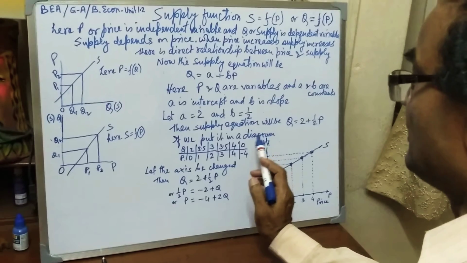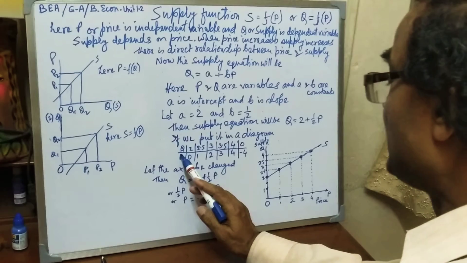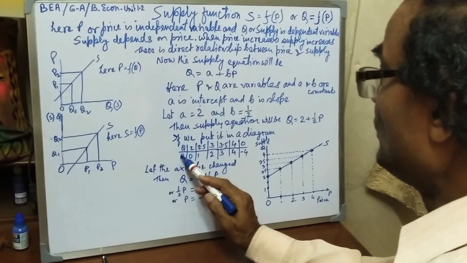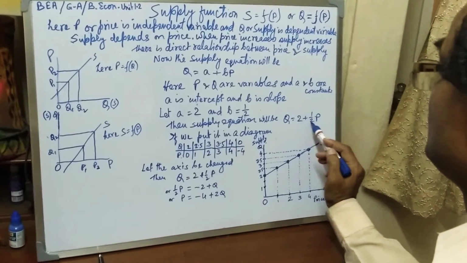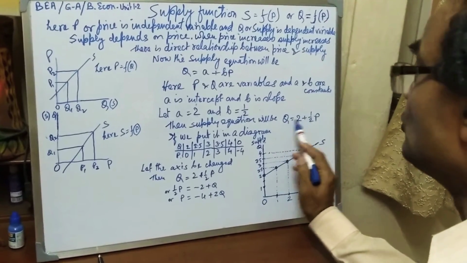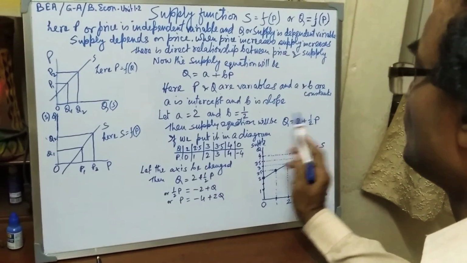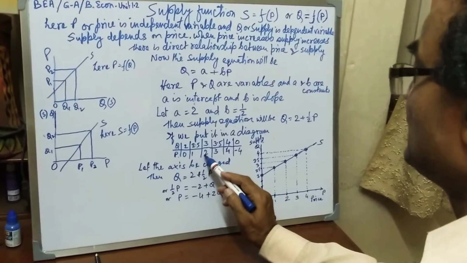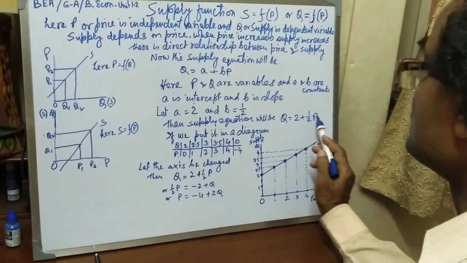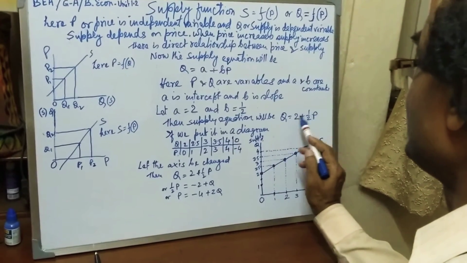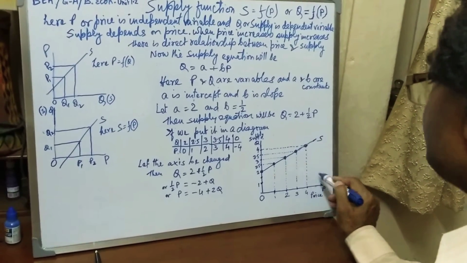If we put it in a diagram, first of all, we have to make a chart. Let Q and P be given here. Let P equal to 0. In that case, Q will be only 2. When P equal to 1, it will be 1 by 2, that means Q equal to 2.5. Further, when P equal to 2, it will be 2 plus 1 equal to 3. Likewise. Now, we can draw it in a diagram.